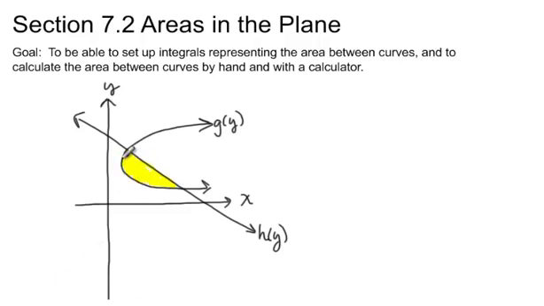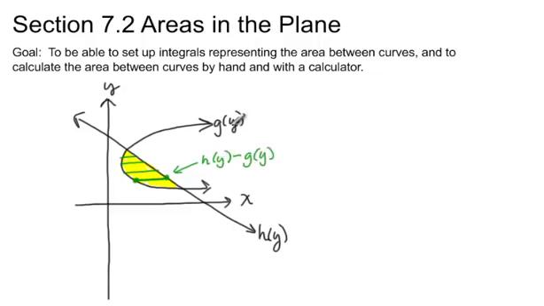But we could do horizontal strips and add them up or stack them in the y direction. And if you look at our horizontal strips, the bigger curve is always the curve further to the right. That's going to be our h of y, and the smaller curve is always the curve to the left, which is going to be our g of y. So if I want the length of this strip, I'm going to have h of y minus g of y.